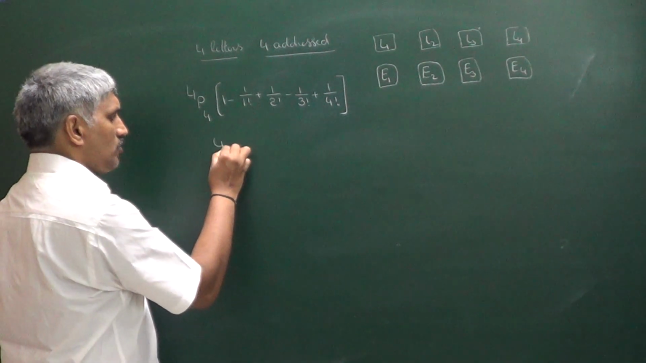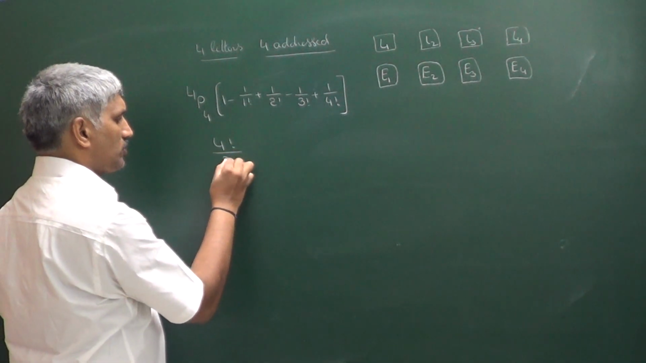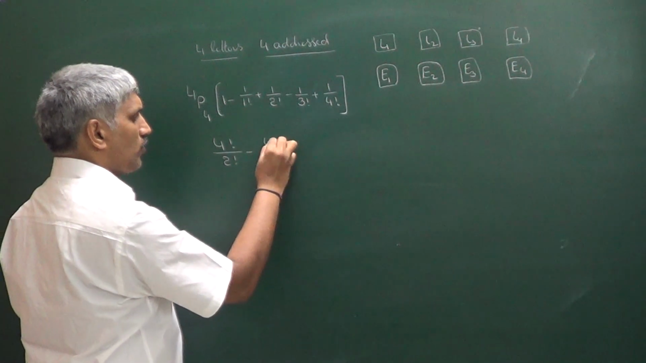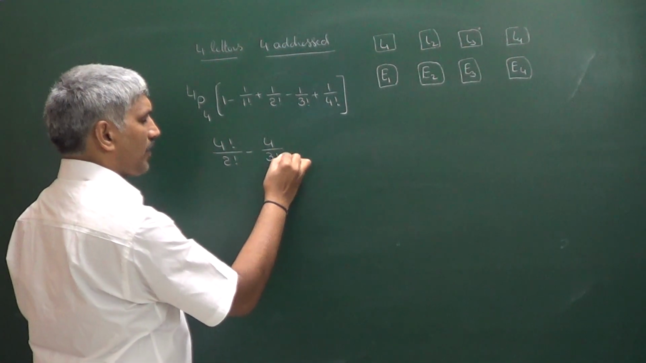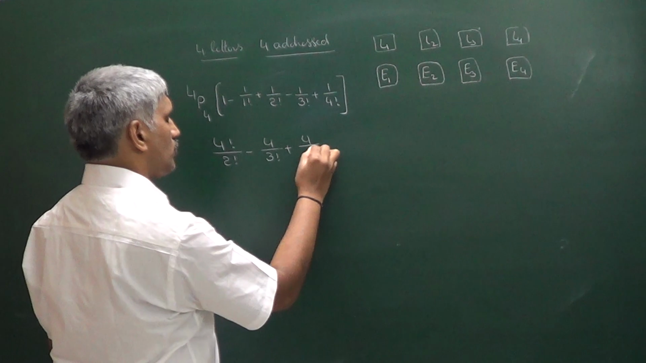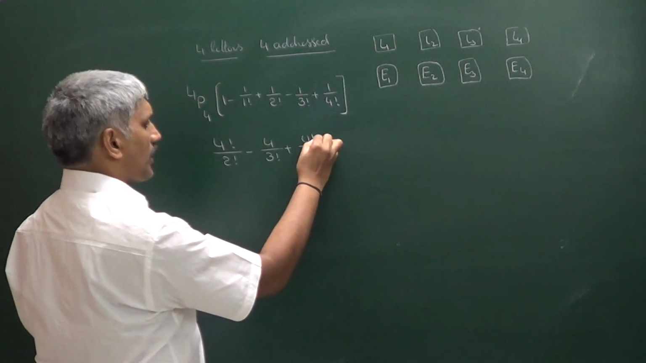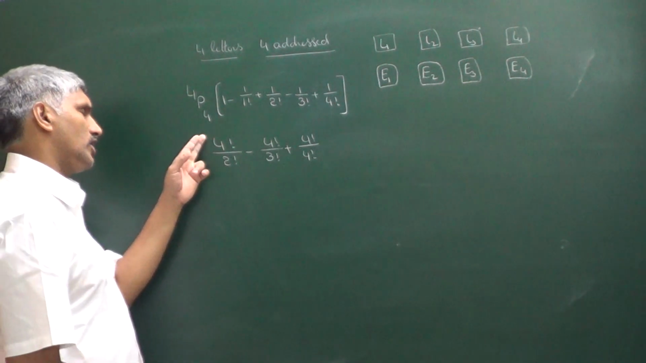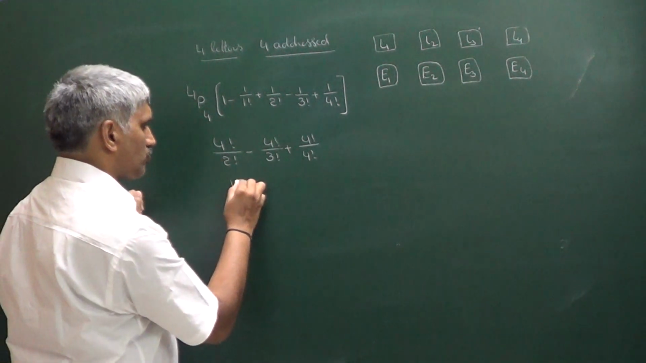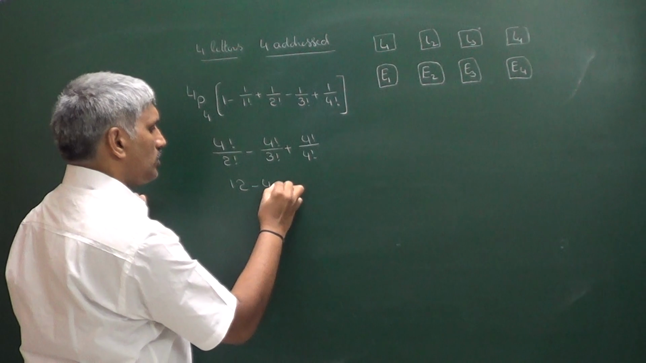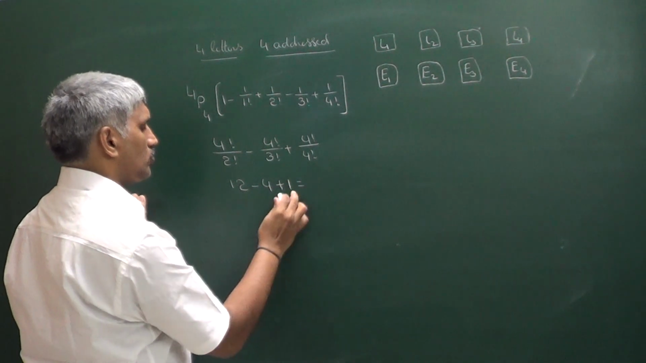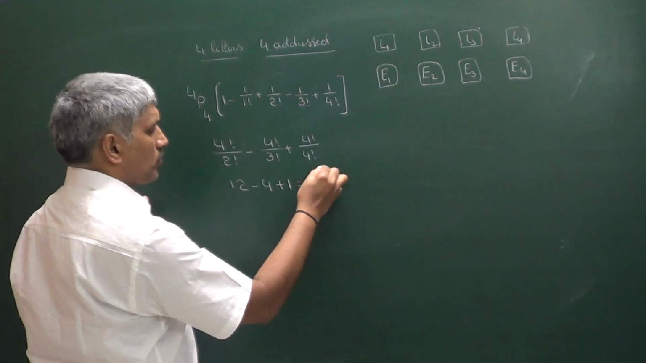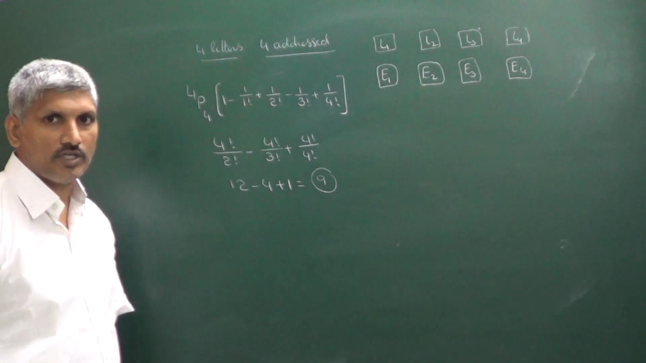That can be written as 4 factorial divided by 2 factorial minus 4 factorial divided by 3 factorial plus 4 factorial divided by 4 factorial. Now you can simplify further here, right? 4 factorial by 2 factorial means you will get 12, minus 4, plus 1, that is equal to 13 minus 4. Total we are getting 9 possibilities.